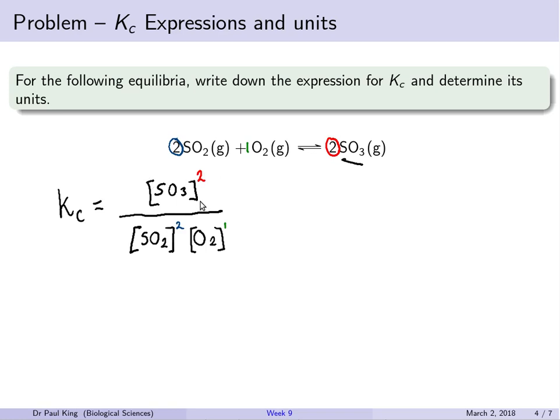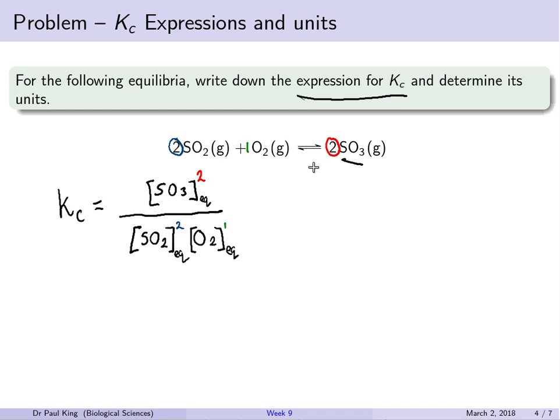A few things we could also put in if we wanted to. We could remind ourselves that these are equilibrium concentrations, and we could also put phases in, so we could remind ourselves that this is SO3 in the gas phase, SO2 in the gas phase, and oxygen in the gas phase as well, but I've omitted that in this case. So that's our expression for Kc, but we also need to determine its units.